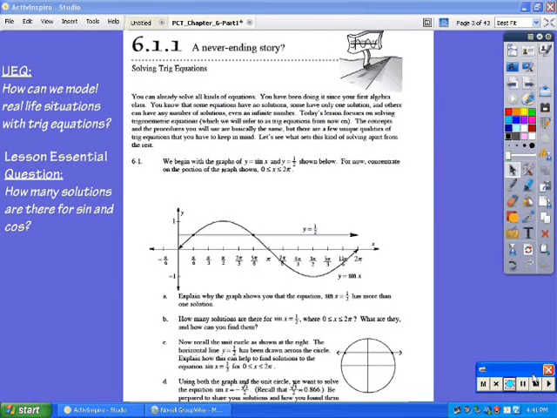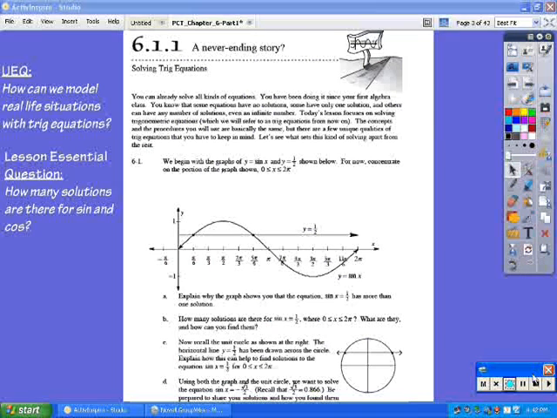Lesson 6.1.1. How can we model real-life situations with trig equations? Throughout the course of this chapter, chapter 6, we're going to take a closer look at sine and cosine, their graphs, answers, solutions to those equations, more advanced equations and how to solve them, and finally we're going to also take a look at how to represent real-life situations using the graphs of sine and cosine.